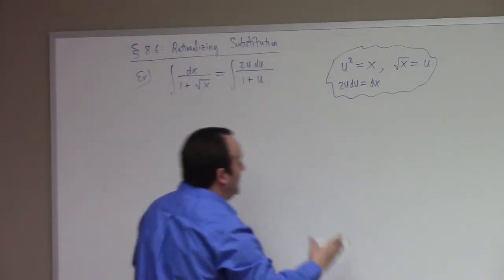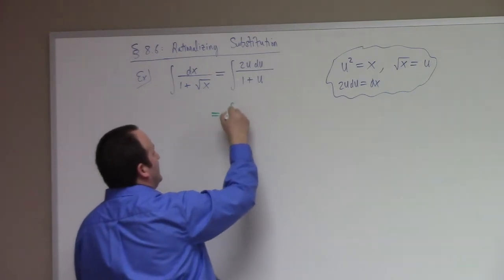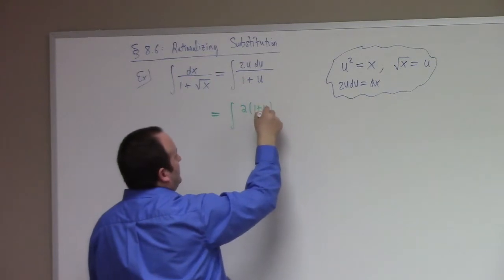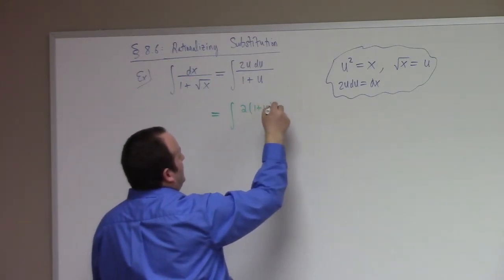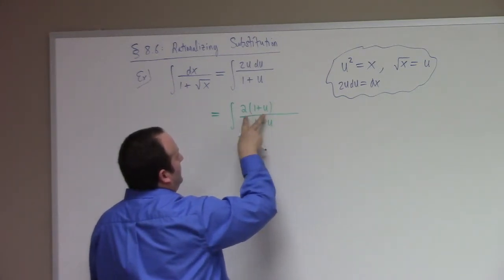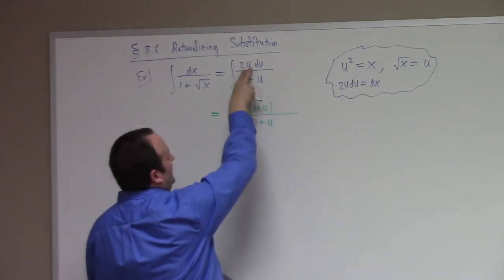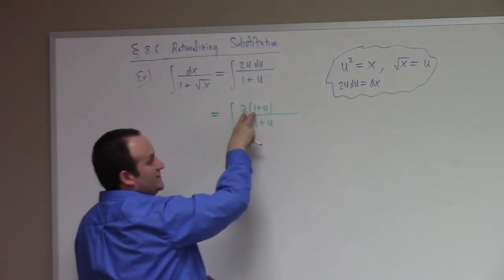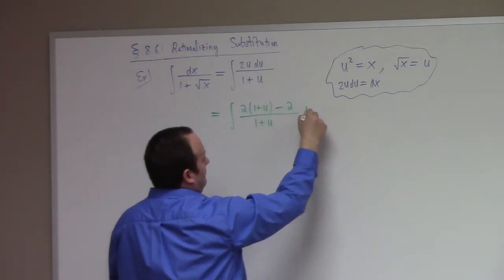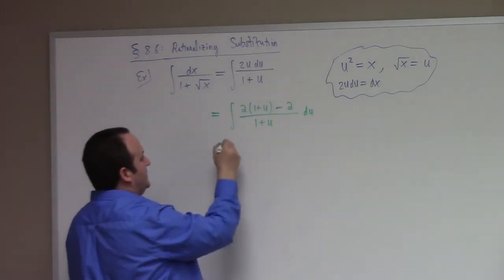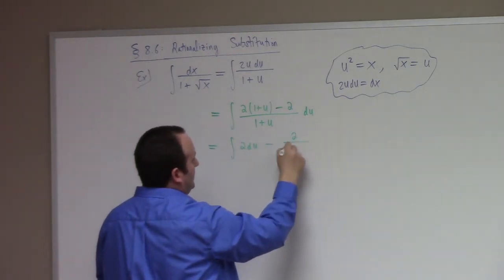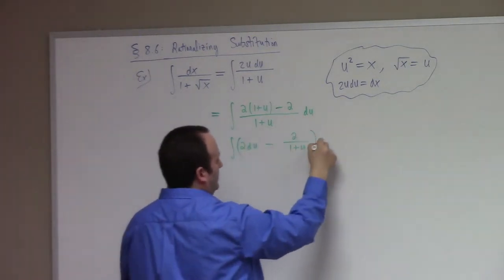When you have equal powers in the numerator and the denominator, here's a convenient trick to know about. I do 2 times 1 plus u. Then, to be fair, I have to do what? What do I have here? I've got 2u, right? I just added 2, didn't I? So to be fair, I have to subtract it. And so that simplifies to what? 2 du minus 2 over 1 plus u du.